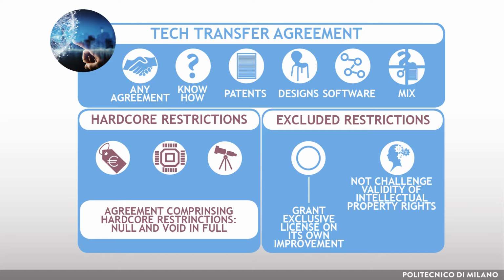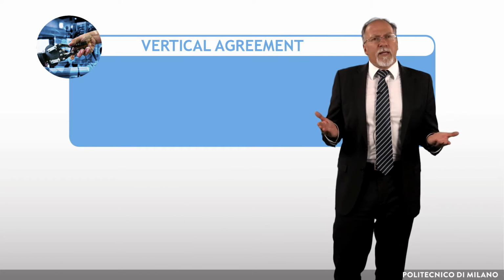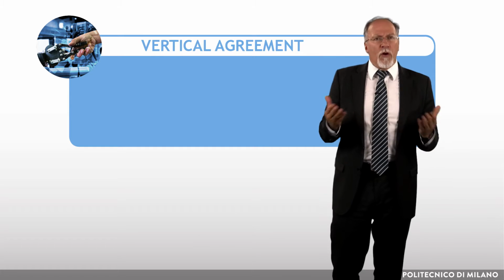These dual restrictions may appear reasonable in a contractual intention to cooperate in a reciprocal way, but they are considered unfair from the competitive point of view. Any agreement comprising one or more of the excluded restrictions shall be considered still valid, but the specific clauses will be considered not legally existing. The second kind of regulation is related to the vertical agreements.